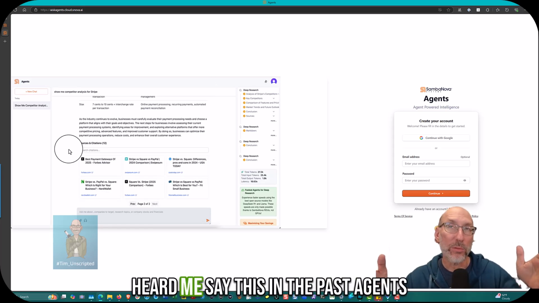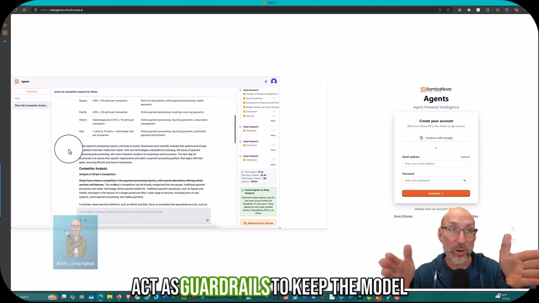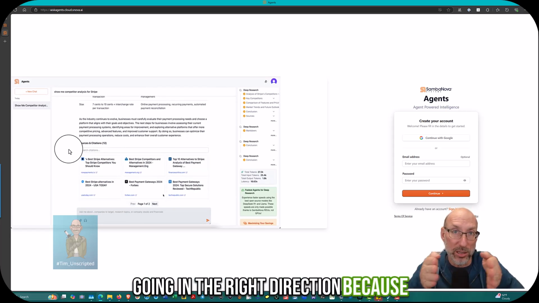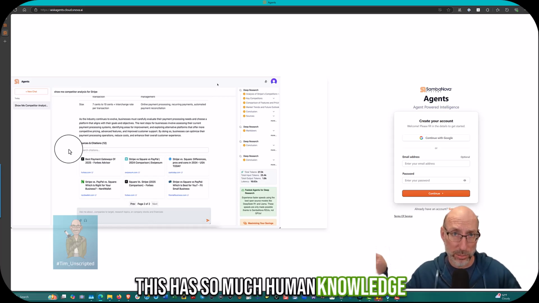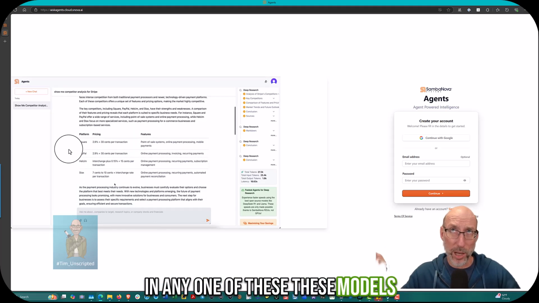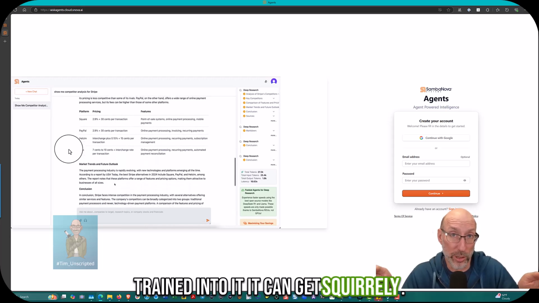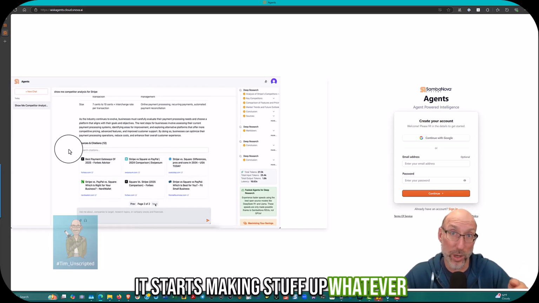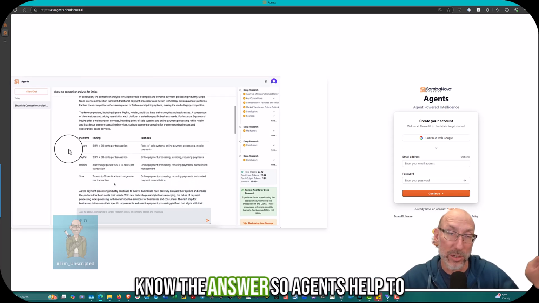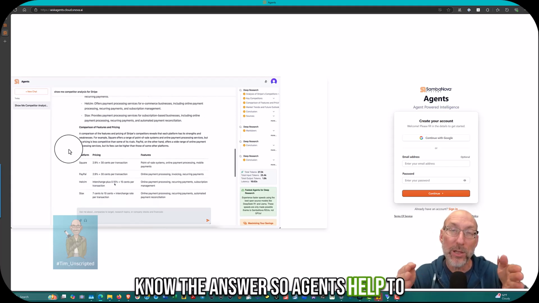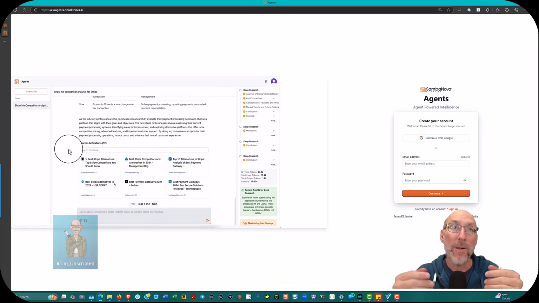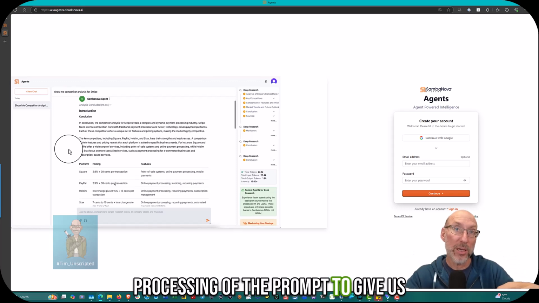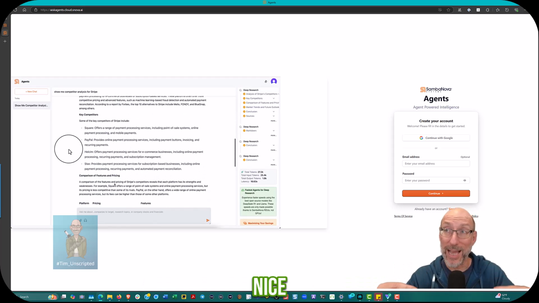So you may have heard me say this in the past. Agents act as guardrails to keep the model going in the right direction, because this has so much human knowledge in any one of these models trained into it, it can get squirrely. This is where we get this whole concept of hallucinations. It starts making stuff up, whatever model it is, when it doesn't actually know the answer. So agents help to create expertise and help that model to focus on the processing of the prompt to give us a desired output, which is really nice.